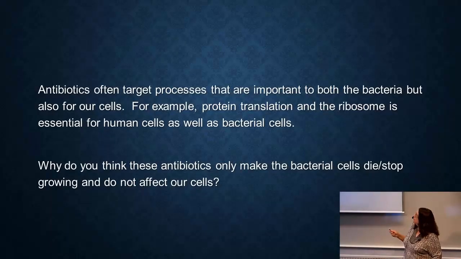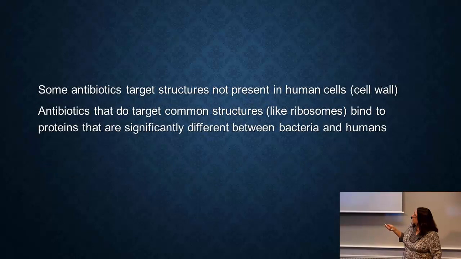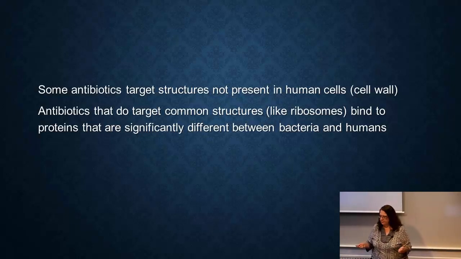Antibiotics often target processes that are important for both the bacteria and for our cells. For example, protein translation in the ribosome is essential for human cells as well as bacteria. Why do you think antibiotics only make the bacteria cells die or stop growing, but do not affect our cells? So essentially, antibiotics often target structures that are not present in our cells. For example, the cell wall. Human cells don't have a cell wall, so penicillin won't have an effect on them. But in addition, the antibiotics that do target common structures, like the ribosome, bind to proteins that are significantly different between humans and bacteria so that we don't get toxic effects.